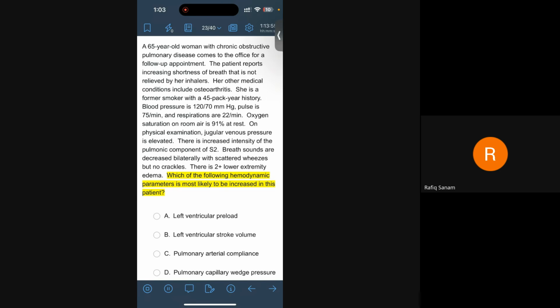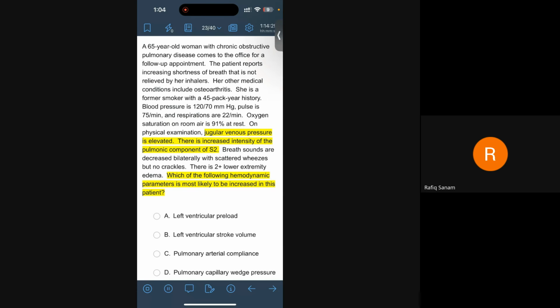Okay, so what is happening here? A 65-year-old woman with COPD has increased shortness of breath, relieved by inhalers. She has a 45 pack-year smoking history, which is leading towards the COPD. Oxygen saturation is 91%. JVP is elevated, and there is increased intensity of the pulmonary component of S2 as well. Breath sounds are decreased bilaterally, with scattered wheezing and no crackles.